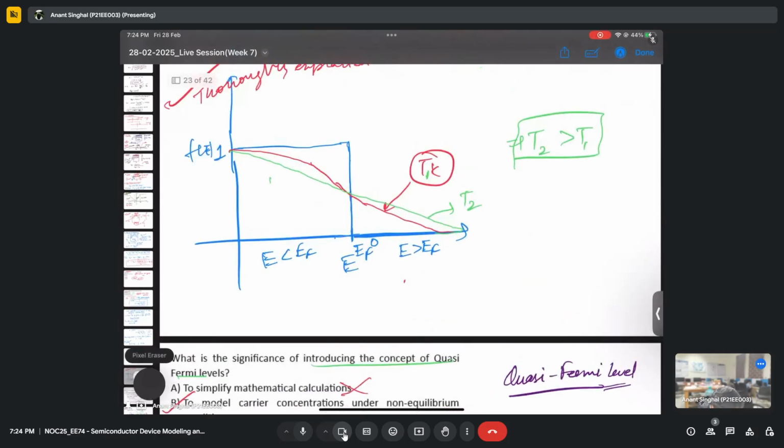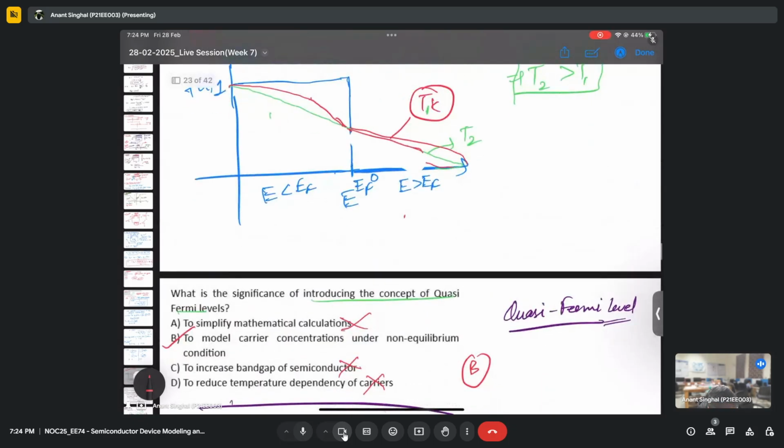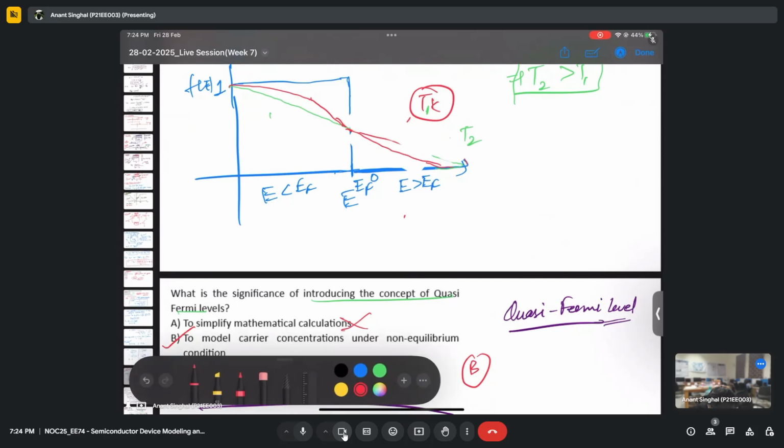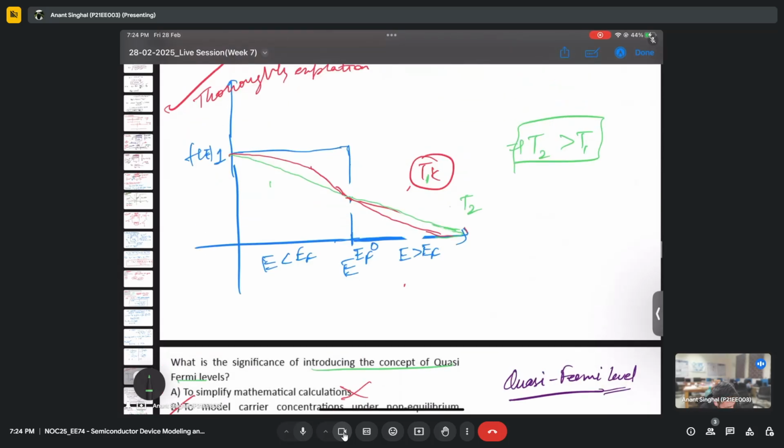Sorry, this is wrong, the red one will be higher. Oh, sorry, it was correct. Yeah, T2 is greater.